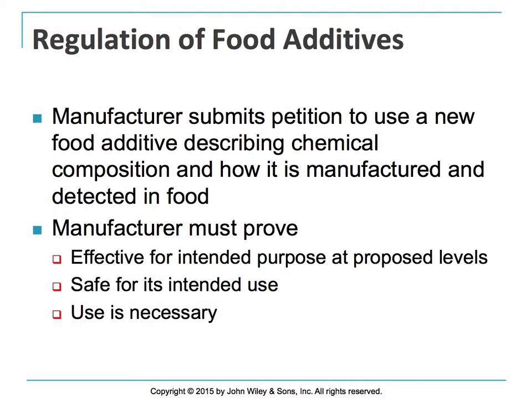So a little bit more about that regulation. The manufacturer will submit a petition to use a new food additive describing chemical composition and how it is manufactured and detected in the food. The manufacturer must prove that the additive is effective for its intended purpose at proposed levels, that it's safe for its intended use, and that its use is necessary.